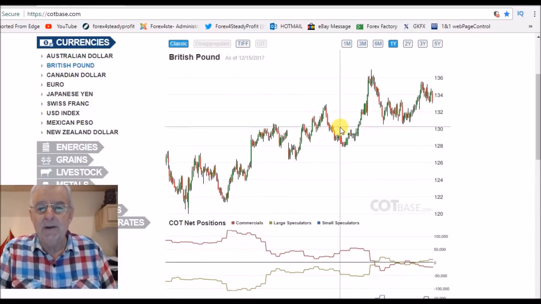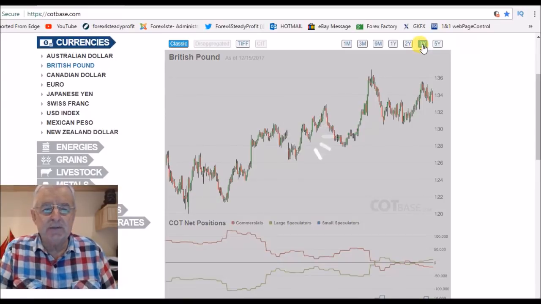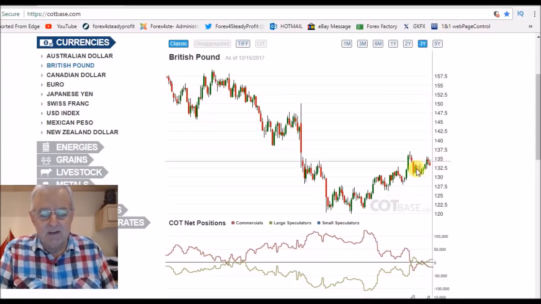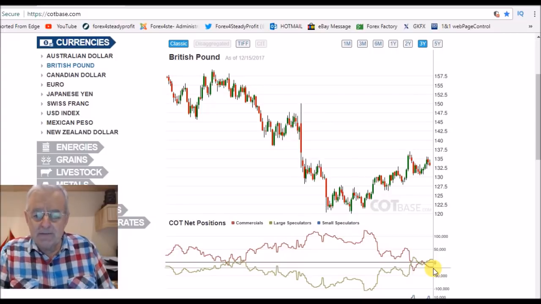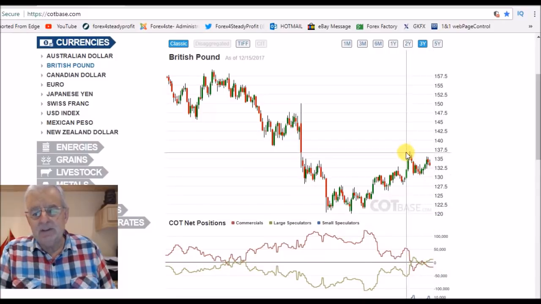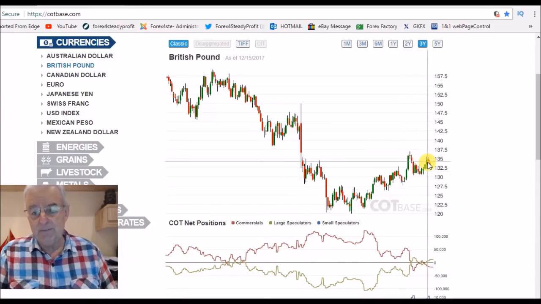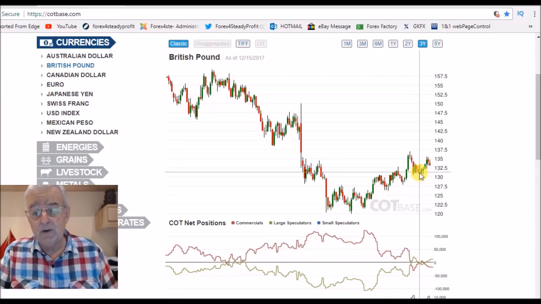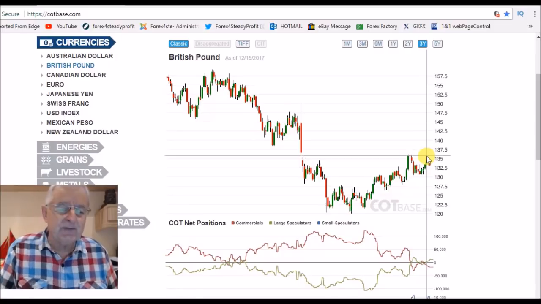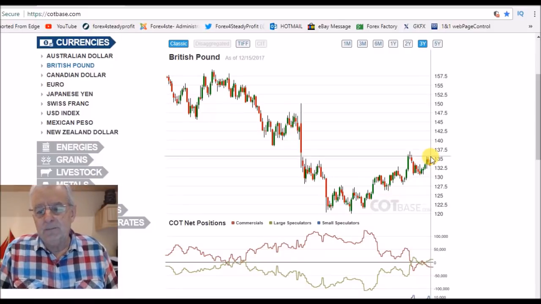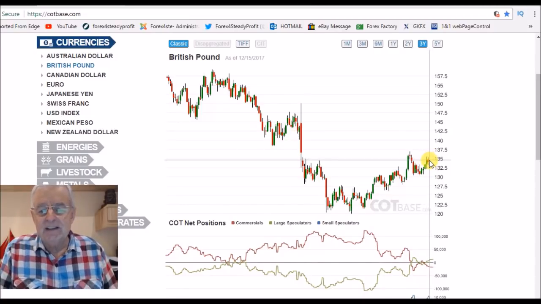Okay, there we go, British pound. Now, if we put this on a 3-year chart again, you can see that the commercials have got a fairly bearish stance. So in 3 years, this is pretty bearish. We started falling down. Well, we fell down quite a way. We've popped back up on the belief that there's some sort of agreement with the leaving of Europe, the Brexit.